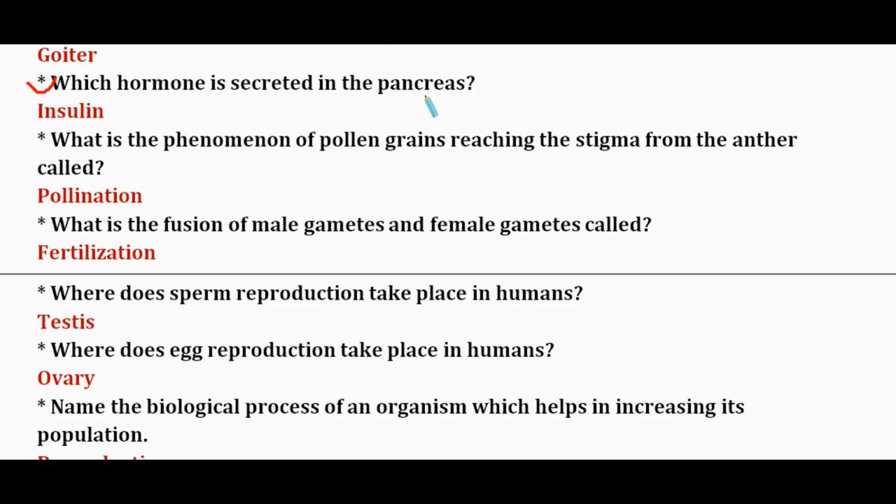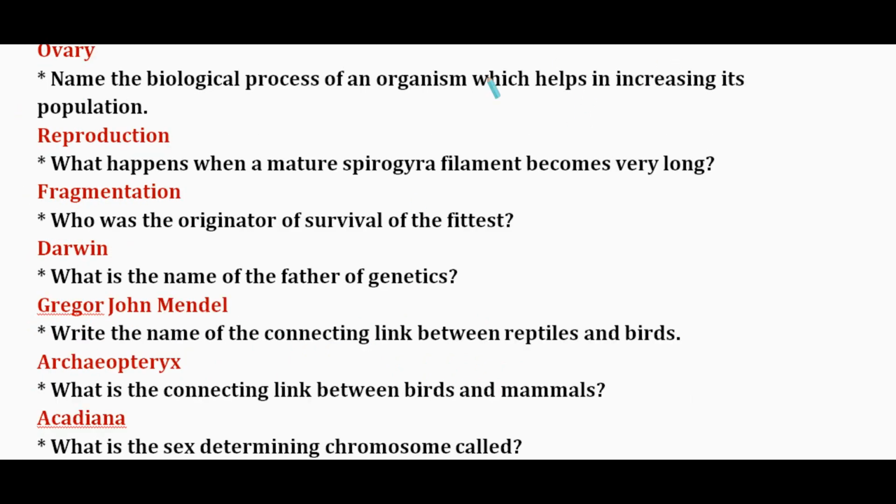Next question. Which hormone is secreted in the pancreas? It is insulin. What is the phenomenon of pollen grains reaching the stigma from the anther called? Pollination. What is the fusion of male gametes and female gametes called? It is fertilization. Where does sperm production take place in humans? Testis. Where does egg production take place in humans? Ovary.